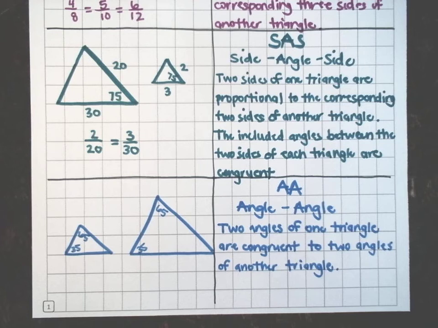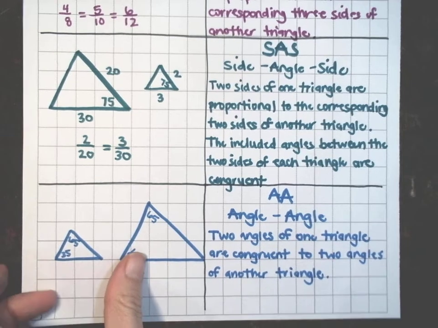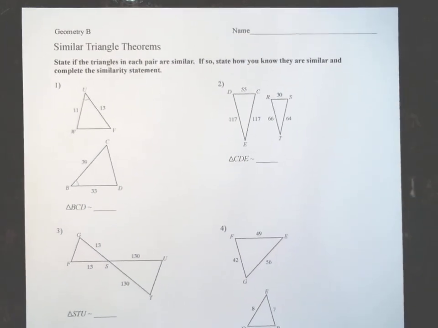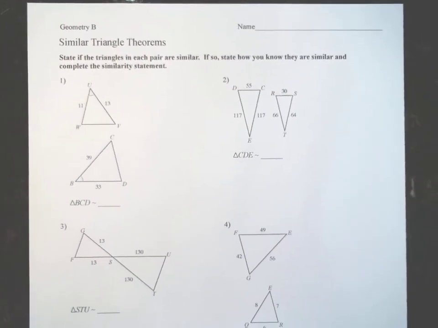Okay, perfect. So I want to keep these handy for our assignment. Let's go into your workbook and work on the similar triangle theorems. So we have to state if the triangles in each pair are similar. If so, state how you know they're similar and complete the similarity statement.